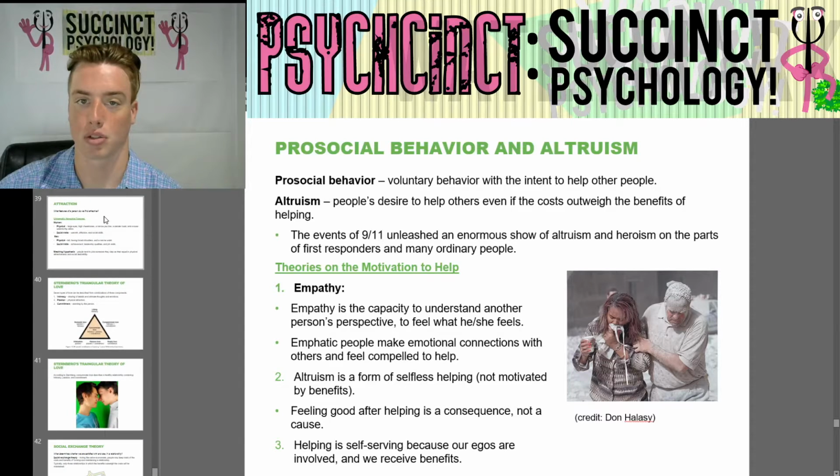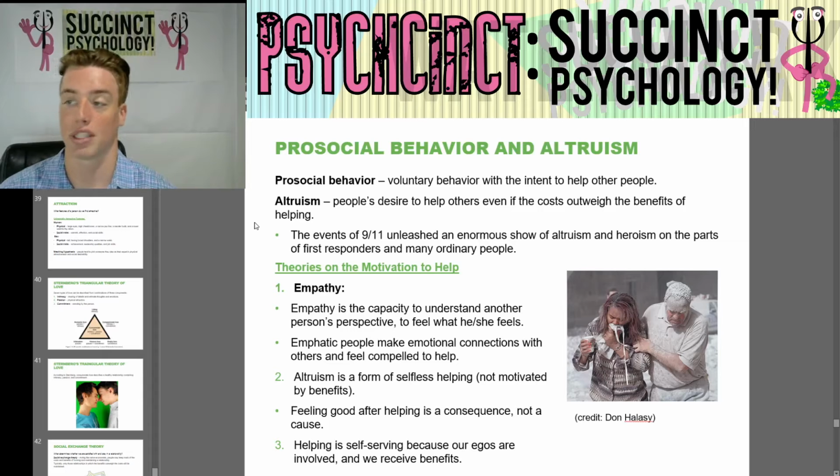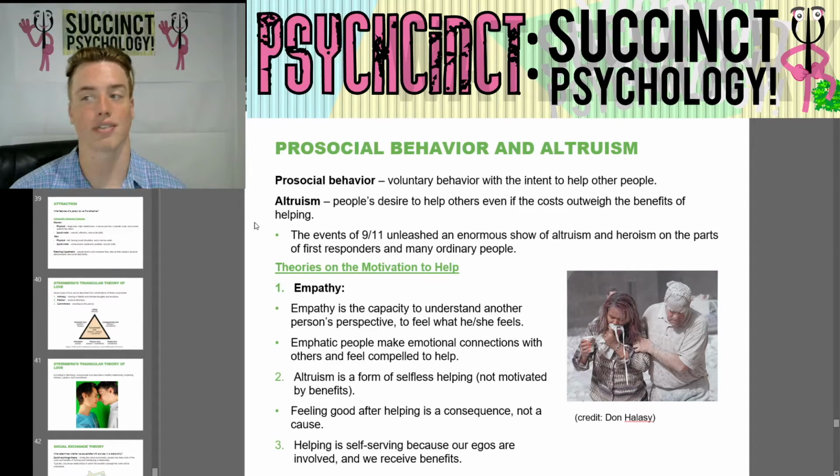Next, we have prosocial behavior and altruism. Prosocial behavior is voluntary behavior with the intent to help other people. Altruism is people's desire to help others even if the costs outweigh the benefits of helping.